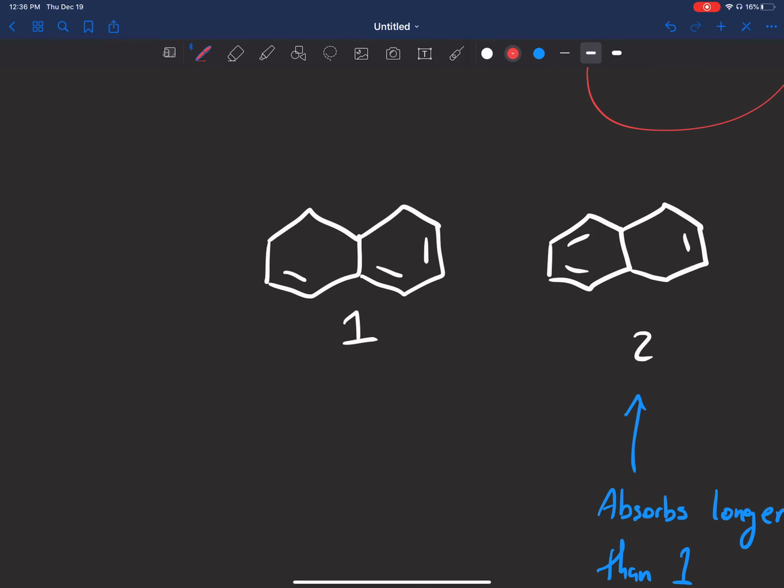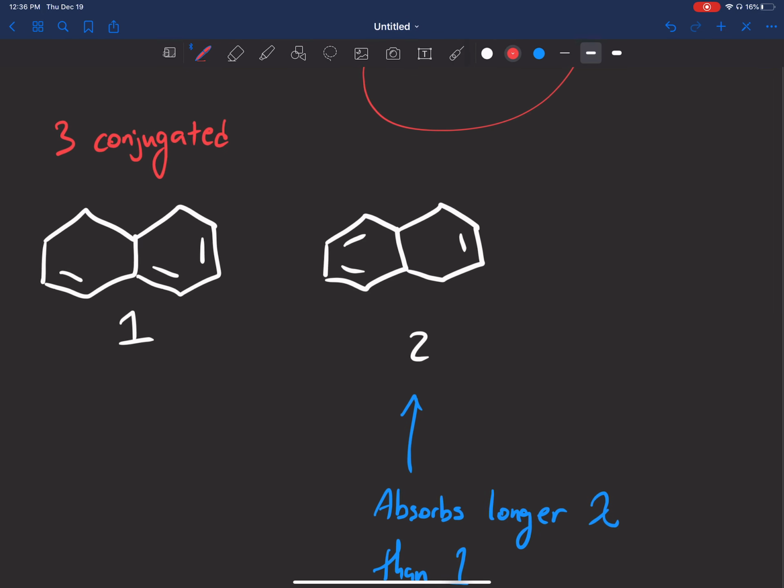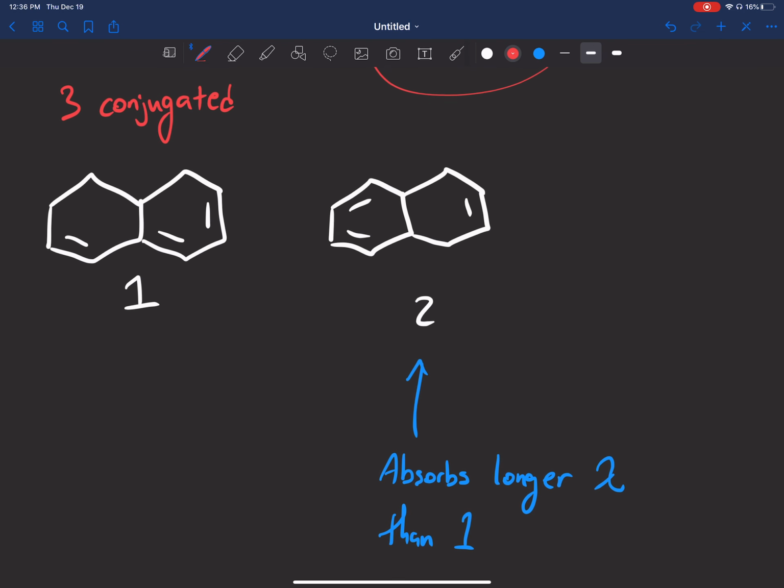So what's the conjugation in 1? These 2 double bonds are able to conjugate to each other, right? I can, let's say, resonate this guy down. This now comes up. So we have 2 double bonds conjugated. It also is conjugated to this double bond right here, right? So that means all 3 of those double bonds are conjugated. So we have 3 conjugated. Okay, a triene.